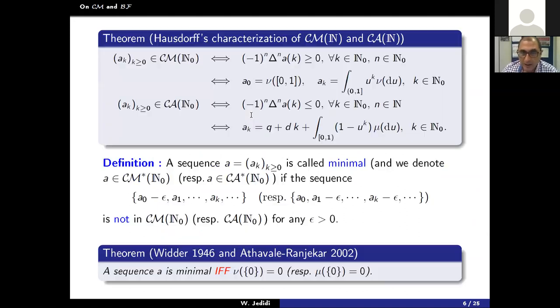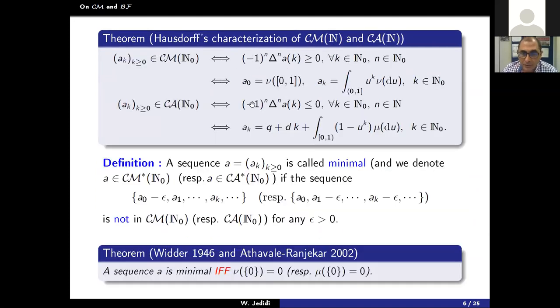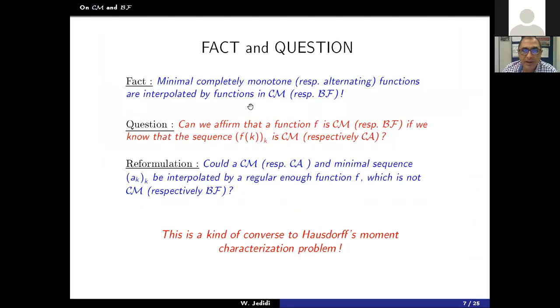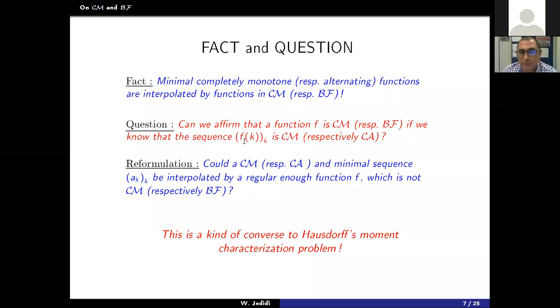So Widder, Bernstein, and Hausdorff finally give an answer. Any completely monotone sequence a_k could be written as f of k, where f is a completely monotone function. The same for alternating and Bernstein.